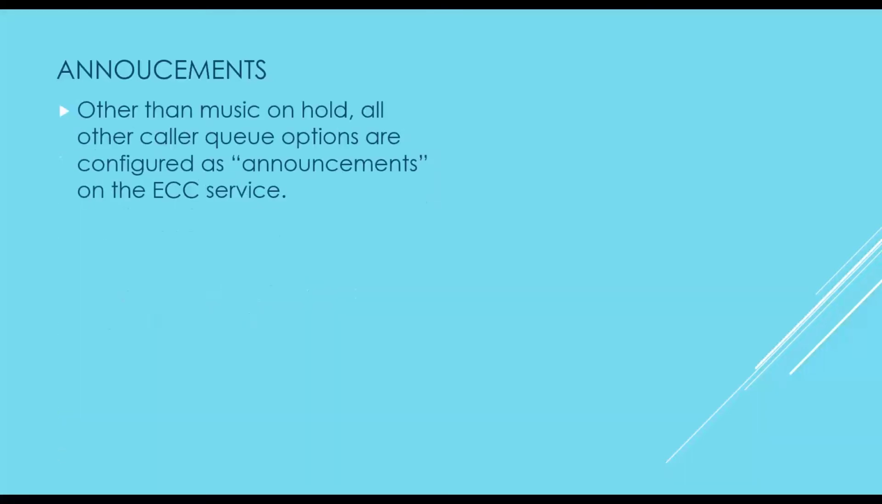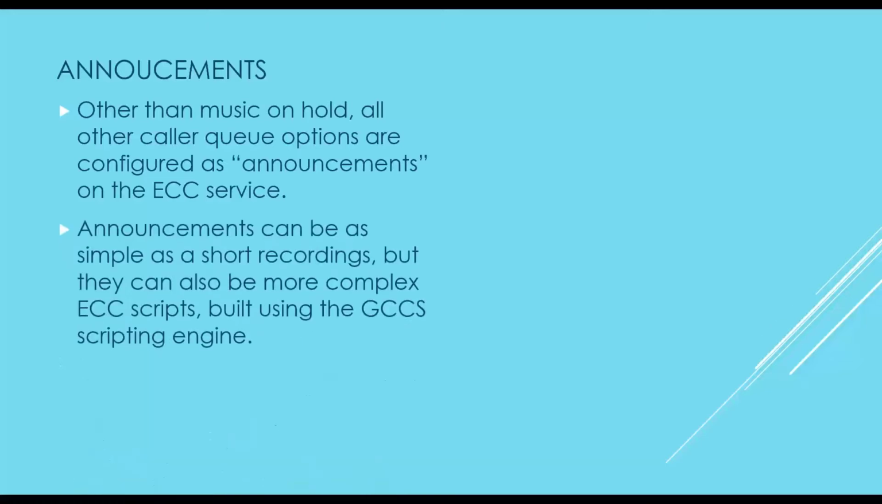Announcements are the core way that we implement these features. Announcements are all configured at the ECC service level. In ECC, there are 4 key components that make up a queue from start to finish. We have the IRN, which is the number that directs into the queue. We have the service, which is like the queue itself. And then we have groups and individual agents who are members of those groups. So the announcements belong to the service, which you can think of as the queue itself.